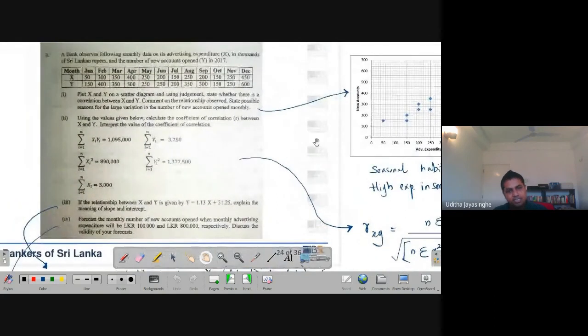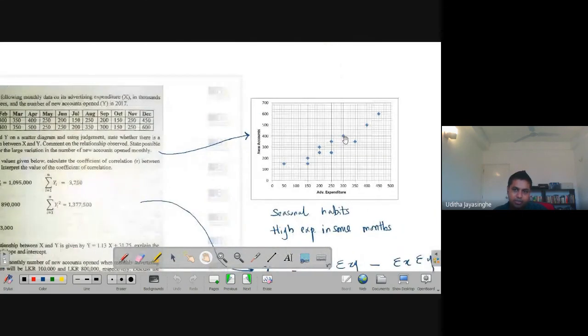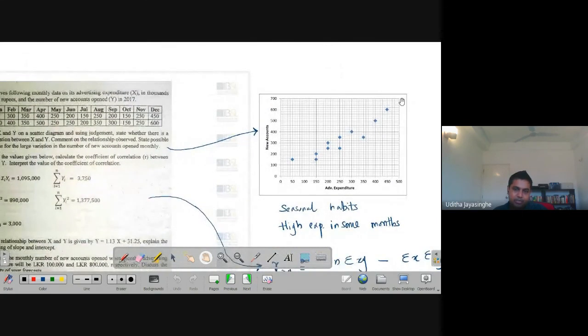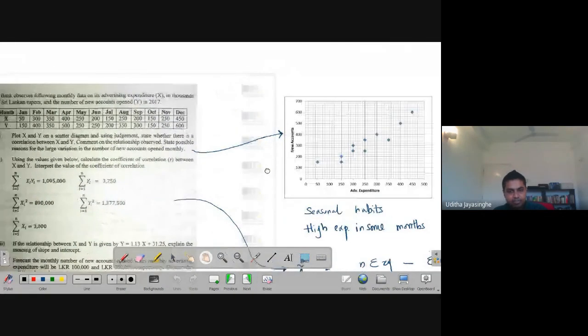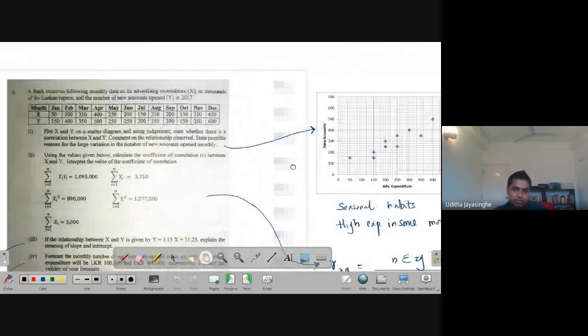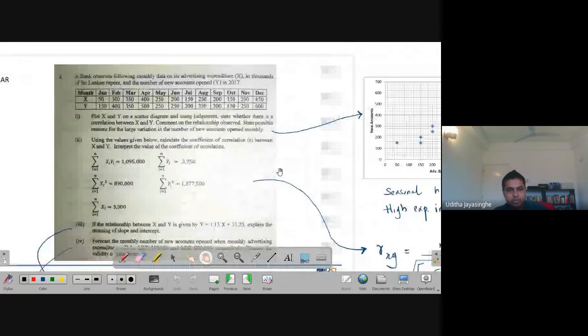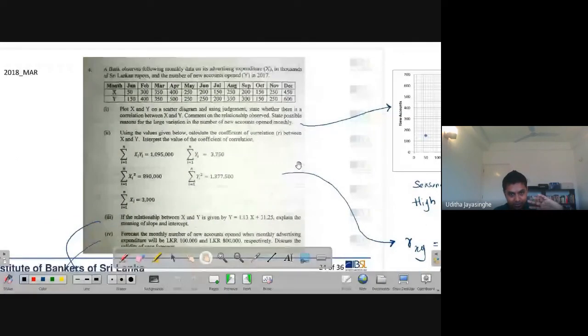That means 0.93 is the explanation for this particular set of variables x and y. That means a very strong positive case. That means with higher advertising expenditure, 93% of the time, I can say there are going to be many new accounts opened. Now, don't get confused with this and the capital R square that we discussed, the goodness of fit.